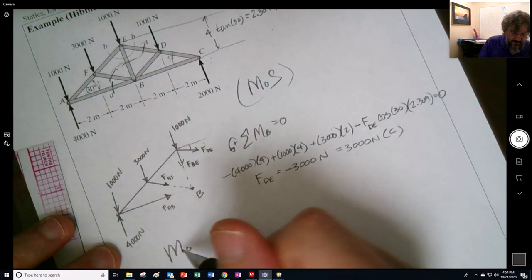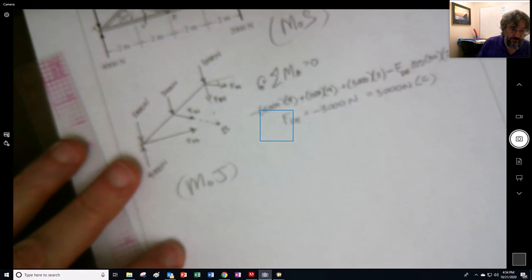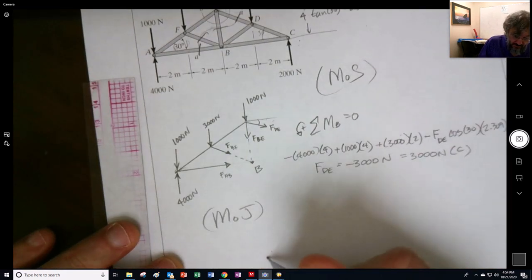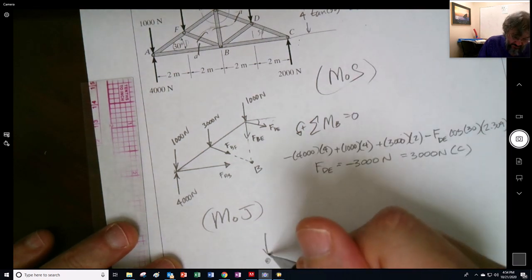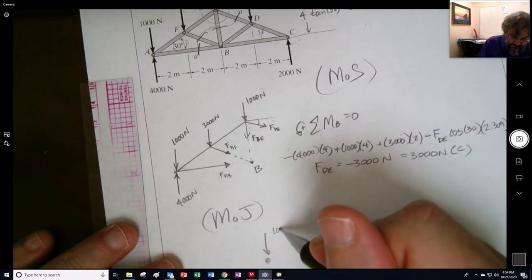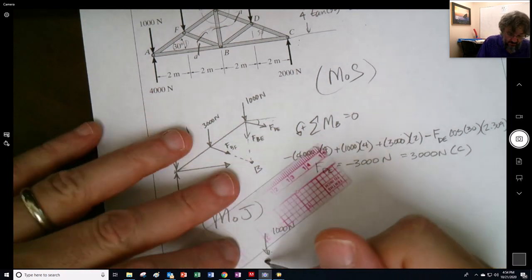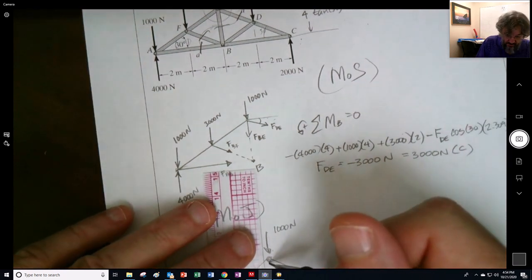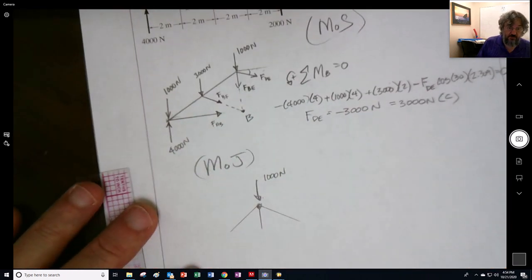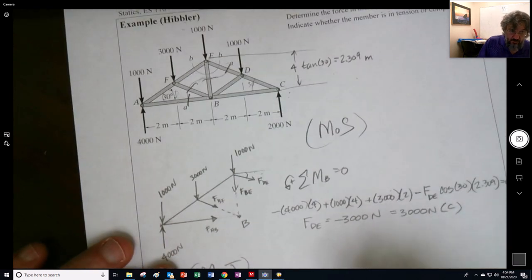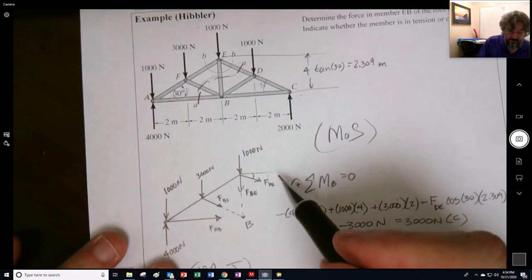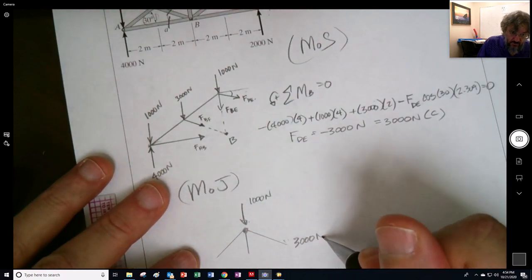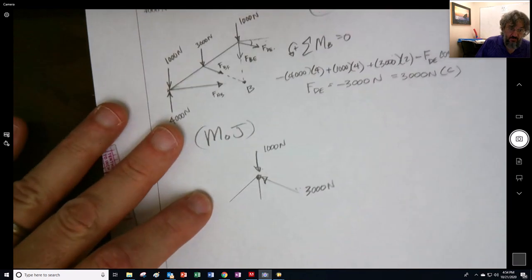Now use the method of joints, the MOJ, and just use it up to point E. At point E right here, we have a downwards 1,000, and we have a slope coming this way, a slope coming that way, and a guy coming that way. This one we know, it's the one we just found. So that's going to be our 3,000 newtons, and he should be upwards.